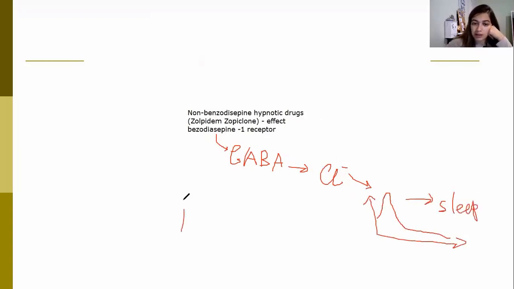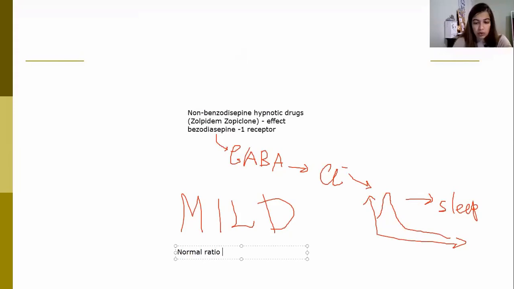So the patient will sleep, yes, but the effects are mild. The patient will sleep, but he will not have coma, he will not have death, he will not have aftereffects. When he wakes up in the morning, he will be awake, he will not feel weakness and dizziness and so on. Also, what is very important, these drugs help to keep the normal ratio of phases of sleep. I mean, slow sleep to rapid eye movement sleep. These two phases of sleep will be normal, 1.5 hours of slow sleep to 20-30 minutes of rapid eye movement sleep.